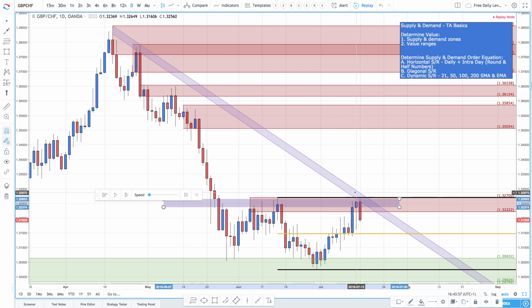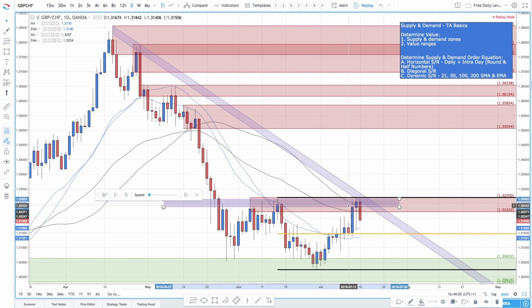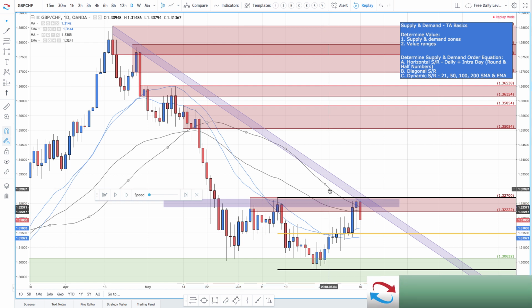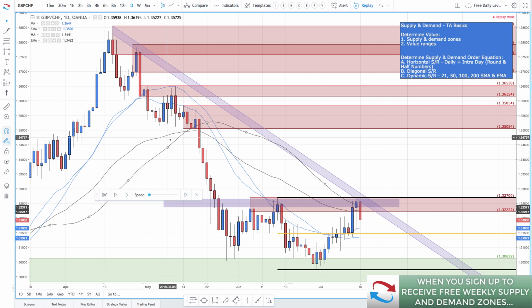So you had a cluster of potential supply coming into the market, and then we also had the 50 MA, right? One of the 50 MAs, I think it was the SMA. This is the SMA as well, simple moving average, coming into this area here, right? So I knew that there was going to be some supply here, right? And this is purely just from a technical analysis perspective.